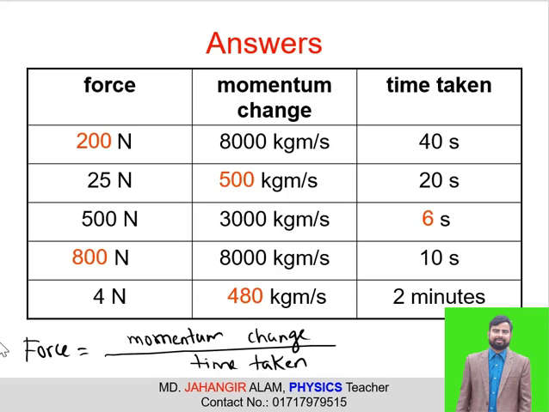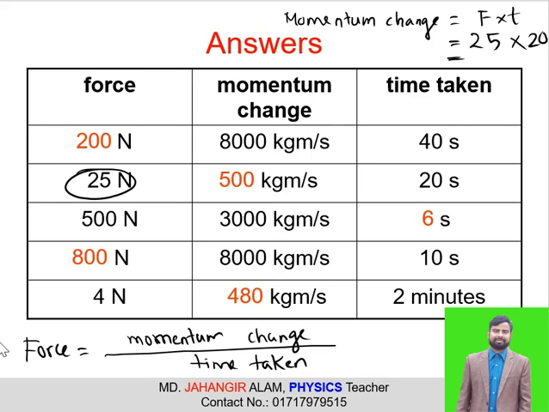In the second, fill in the gap. Here force and time taken are given, so we have to find out the change in momentum. Momentum change equals force into time taken. Here force is 25 and time is 20, so momentum change will be 500 kg meter per second.